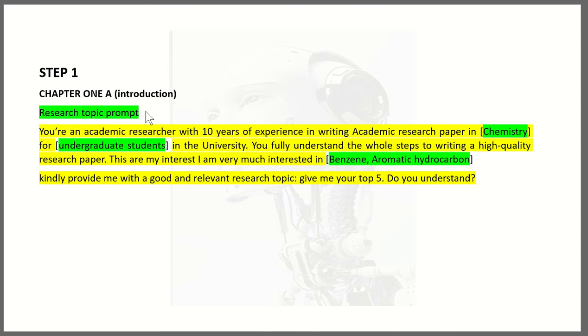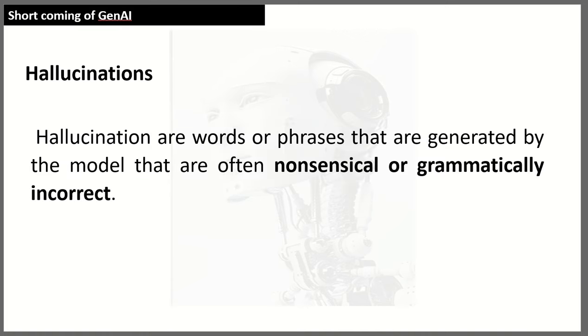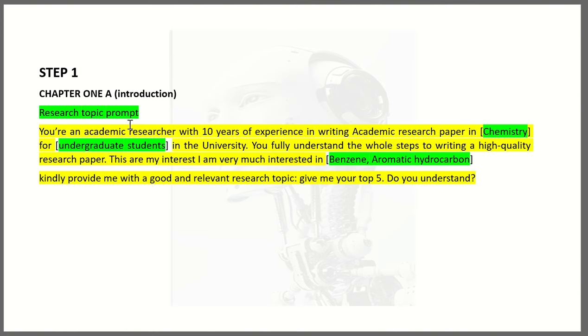Now, the first one is topic generation. Okay, you see this prompt. This prompt has been tried and tested. I have unique prompts because, remember, I said the way to avoid hallucination is to use a correct prompt. To avoid nonsensical and grammatically incorrect output, you have to use the correct prompt. So we have tried this over and over, and we discovered this is a proven prompt.